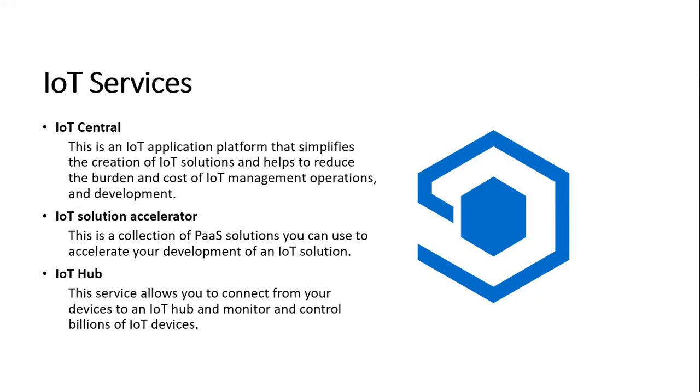So what is IoT Central? This is an IoT application platform that simplifies the creation of IoT solutions and helps to reduce the burden and cost of IoT management operations and development. IoT Solution Accelerator is a collection of platform as a service solutions. And IoT Hub is a service that allows you to connect from your device to an IoT hub and monitor and control billions of IoT devices.